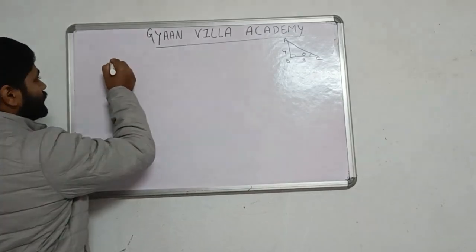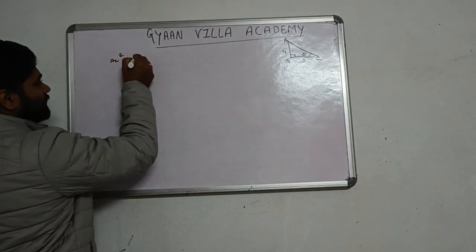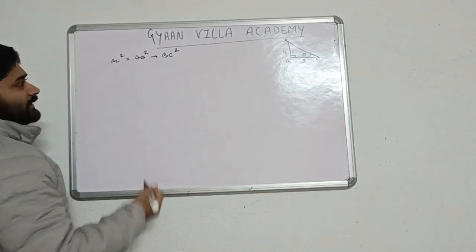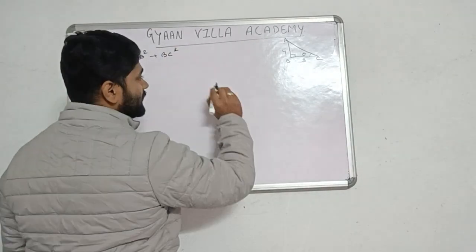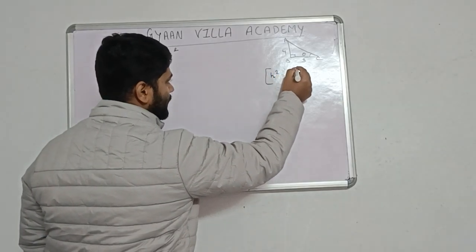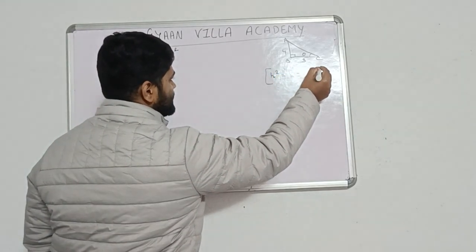You know it very well by using Pythagoras theorem. AC square will be AB square plus BC square. If anyone doesn't know this, though everyone should already know it, hypotenuse square equals perpendicular square plus base square.